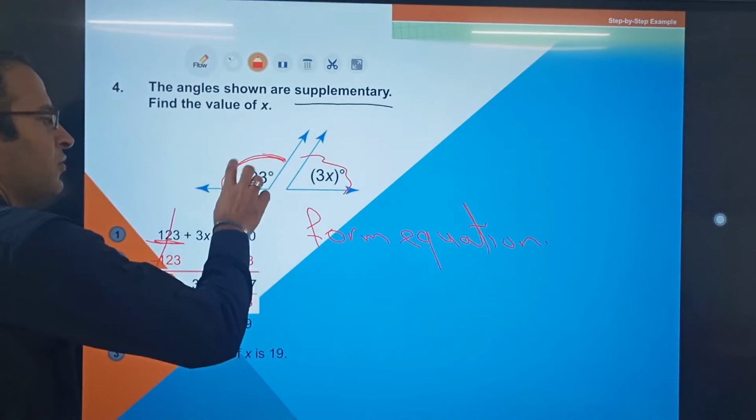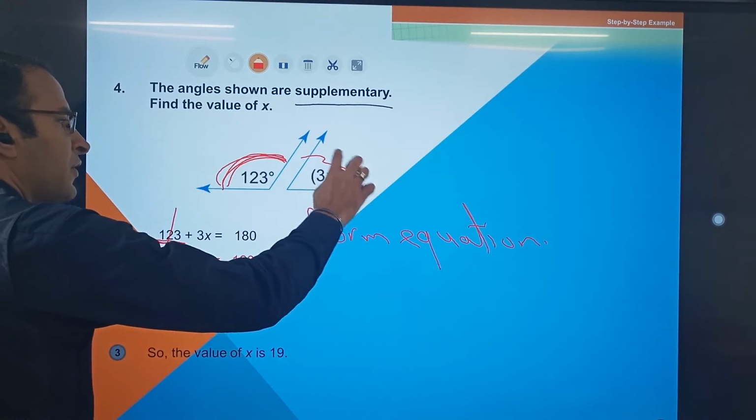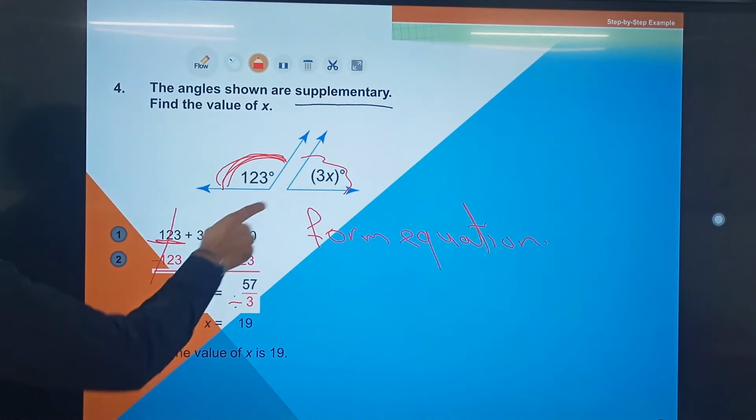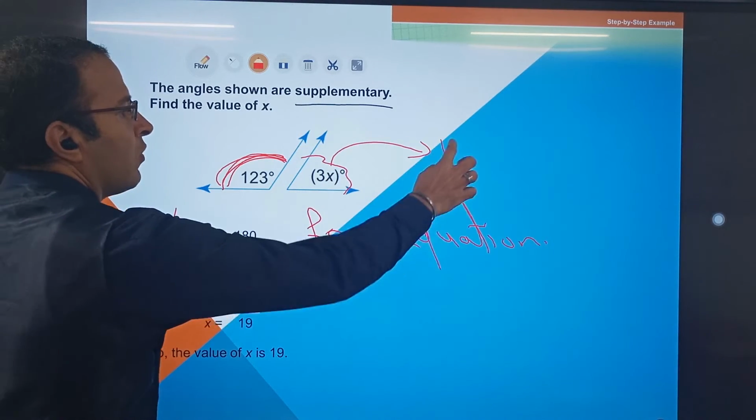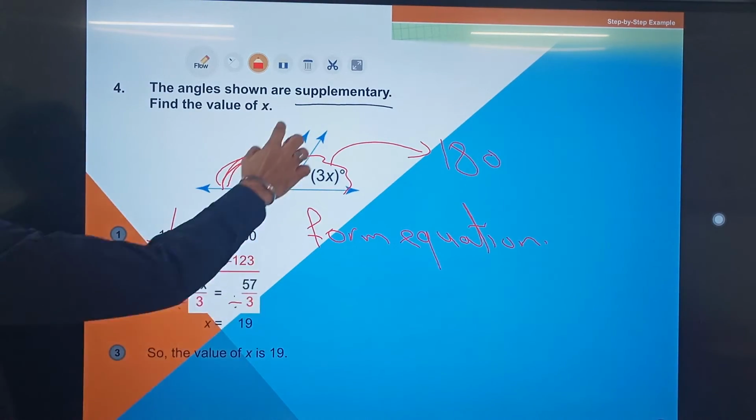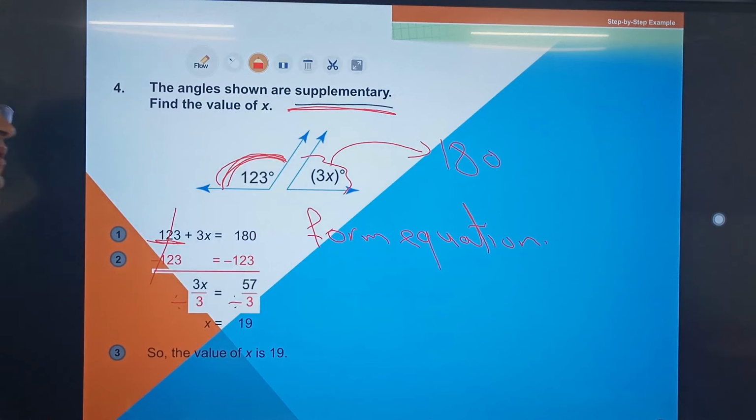Again, what do we do, my friend? I will add this one plus this. The sum of the two angles, the sum of their measures, is equal to what? Equal to 180. Why is it 180? Because he said they are supplementary. Because he gives me this word, I will make the sum of the two angles equal 180.